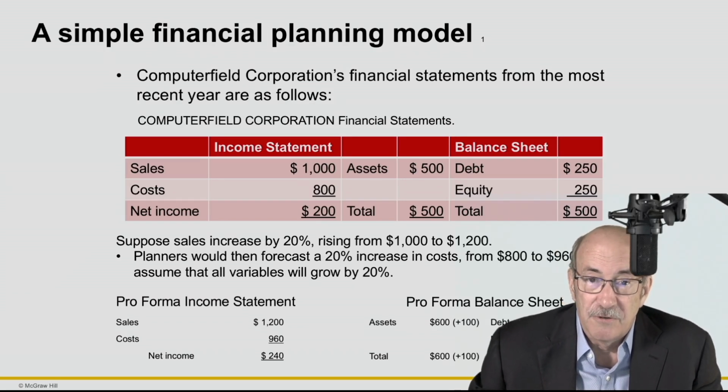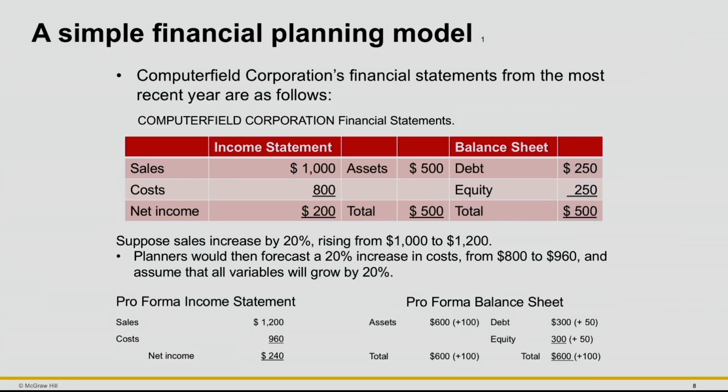This is Westerfield Corporation, and I'm going to jump out of the way here so that you can see the entire slide. So here we have Westerfield Corporation's financial statements from the most recent year. We have an income statement with sales of $1 million, costs of $800,000, and I'm assuming that these are in thousands. And then that leaves us with a net income of $200,000.